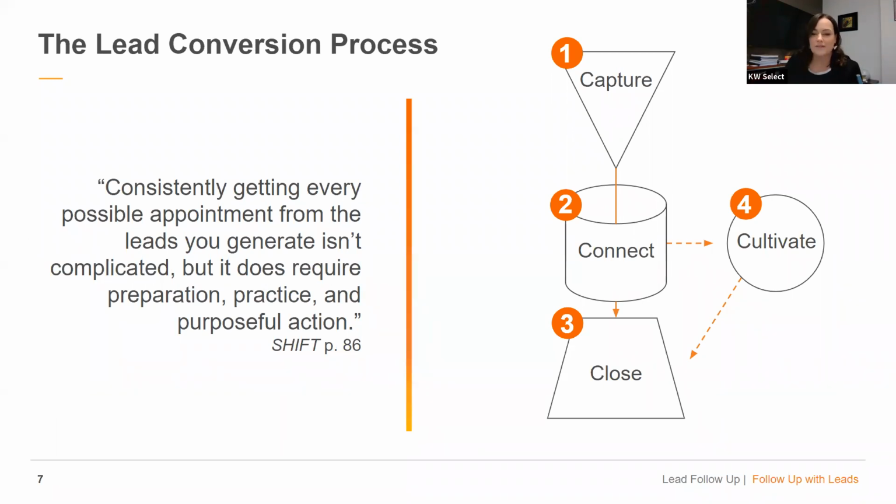Okay. But when the conversion step doesn't result in an appointment, what do you think happens next? Literally, you just have to keep working on them. Keep up communication. Yeah, exactly. So that's where this step 4 comes in. It's kind of like 2.5 to 4, which is cultivate. So you continue to cultivate that lead as part of your follow-up until they're ready to convert to an appointment. So you capture the lead, you connect with them, then you either close them or you cultivate them until you can close them.